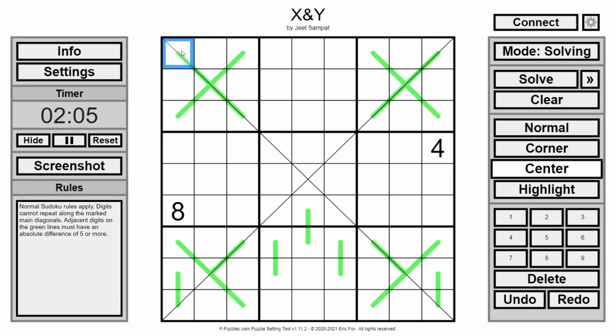So the first thing I see is when you have an X like this on German Whispers, the middle digit must be a 1 or a 9. And same with over here. And let's just go over why that is.